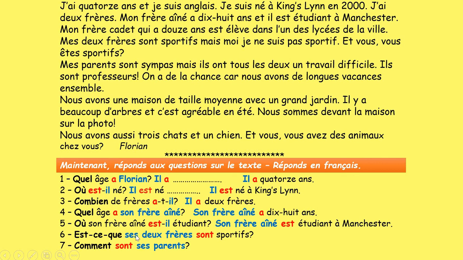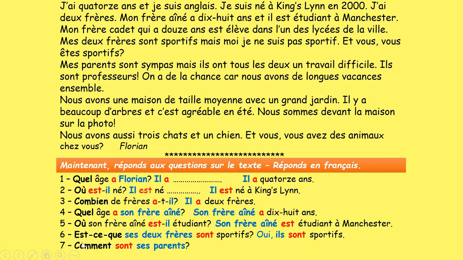So où obviously means where. Est-ce que ses 2 frères sont sportifs? So his 2 brothers are sporty. So obviously it's asking, are his 2 brothers sporty? If I look up here, see mes 2 frères sont sportifs. So literally you could just take all of that and put it there. His 2 brothers are sporty, or you can change it. Yes, they are sporty.